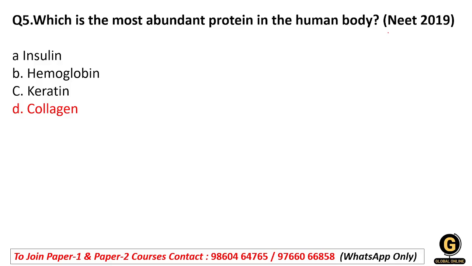Moving forward to the next question. Which is the most abundant protein in the human body? And the options given are insulin, hemoglobin, keratin and collagen. So the correct answer is collagen, because collagen forms a structural framework and is found in the connective tissue. Yes. Where do we see collagen? In connective tissues, in bones and so on. Okay. So it is called the most abundant protein in the human body. Yes, this question was asked in the year 2019.